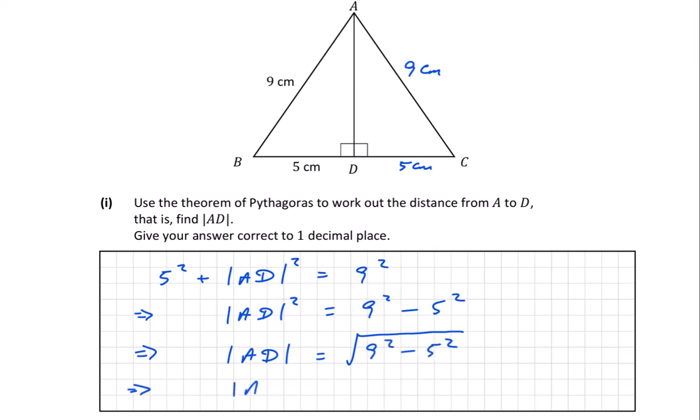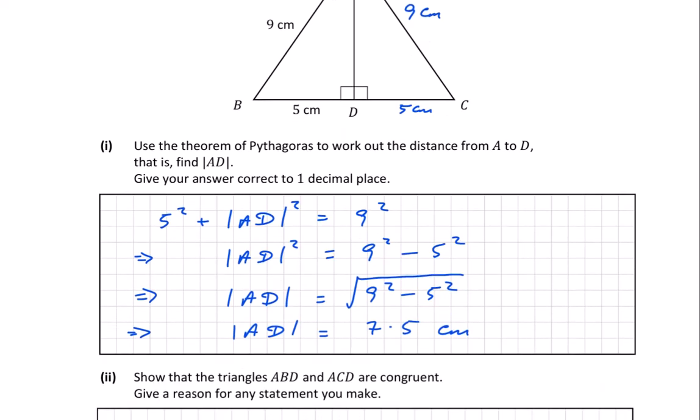So when you do that, we just have to put that into our calculator. And it says give your answer correct to 1 decimal place. So that is 7.5 centimeters. And that's it, to 1 decimal place.